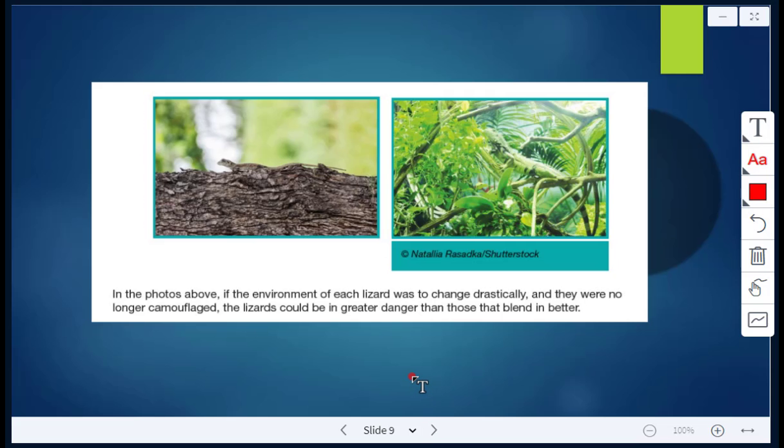Here we're looking at lizards. So there's a lizard right here, and there's one here. So in the photos above, if the environment of each lizard was to change drastically and they were no longer camouflaged, the lizards could be in greater danger than those that can blend in better. So if their environment was to change, they would no longer be able to survive because they can no longer camouflage to their environment.